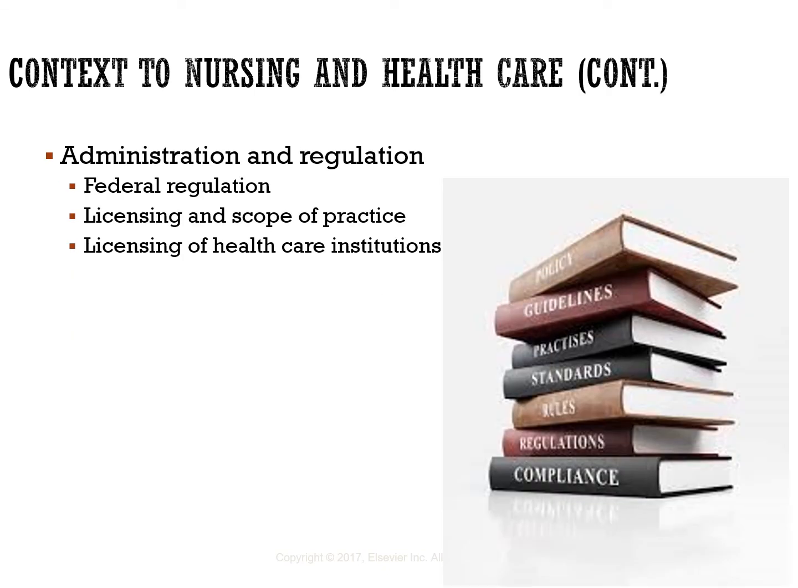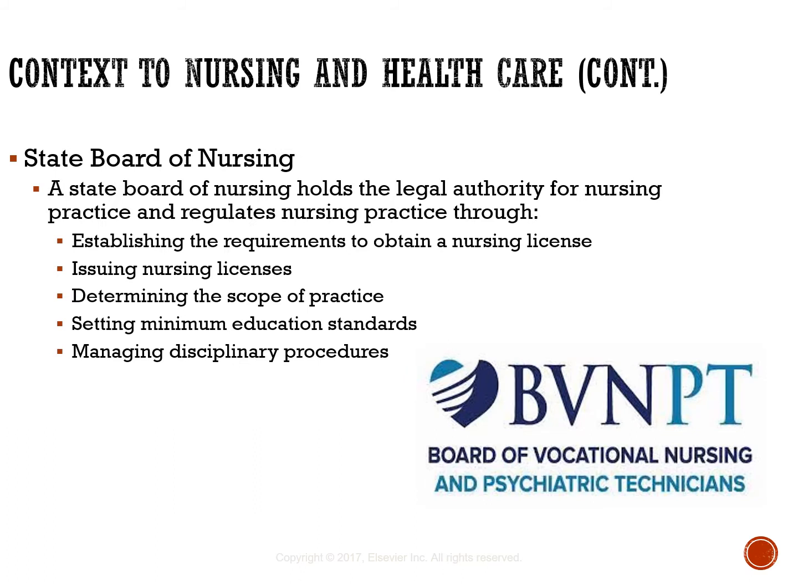Administration and regulation. Federal context to nursing and healthcare continued. The State Board of Nursing. A State Board of Nursing holds the legal authority for nursing practice and regulates nursing practice through: 1. Establishing the requirements to obtain a nursing license, 2. Issuing nurses' licenses, 3. Determining the scope of practice, 4. Setting minimum education standards, and 5. Managing disciplinary procedures. Our board is the BVNPT, the Board of Vocational Nursing and Psychiatric Technicians, to become an LVN.